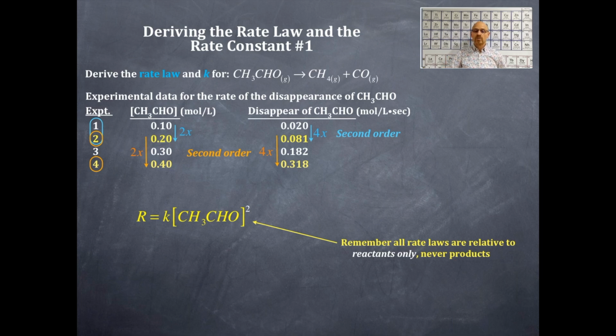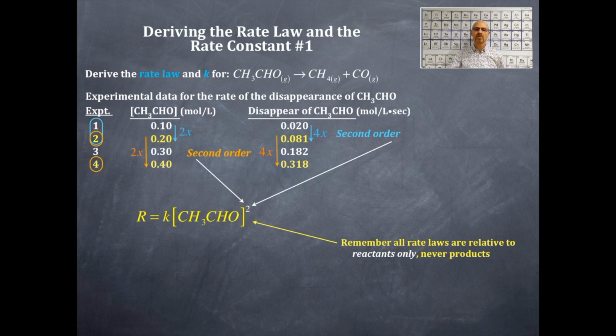So remember, rate laws are relative to reactants only and never products. That's why the CH4, the methane, or the CO, the carbon monoxide, is not involved in the rate law itself. Okay, and the second order is related to that too there. You didn't need to do it twice in this experiment, but I did it twice just to show you. So now we have derived the rate law.